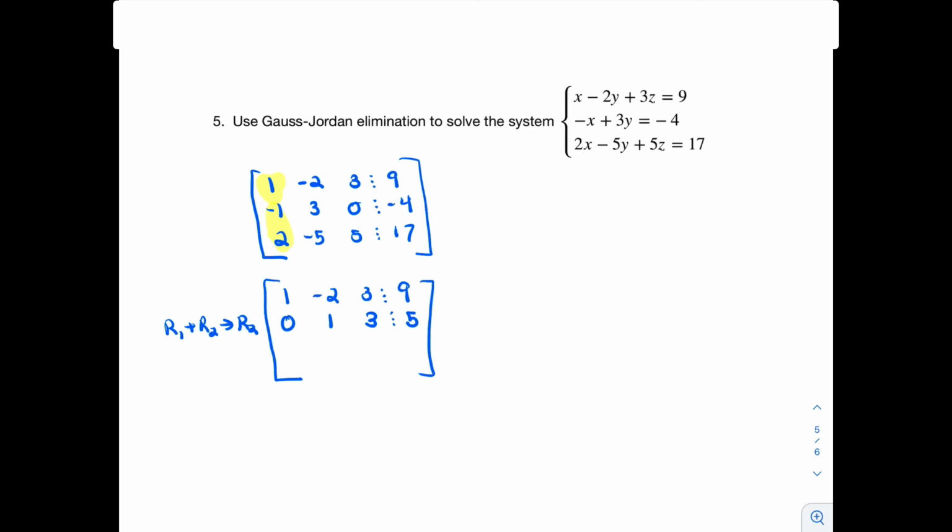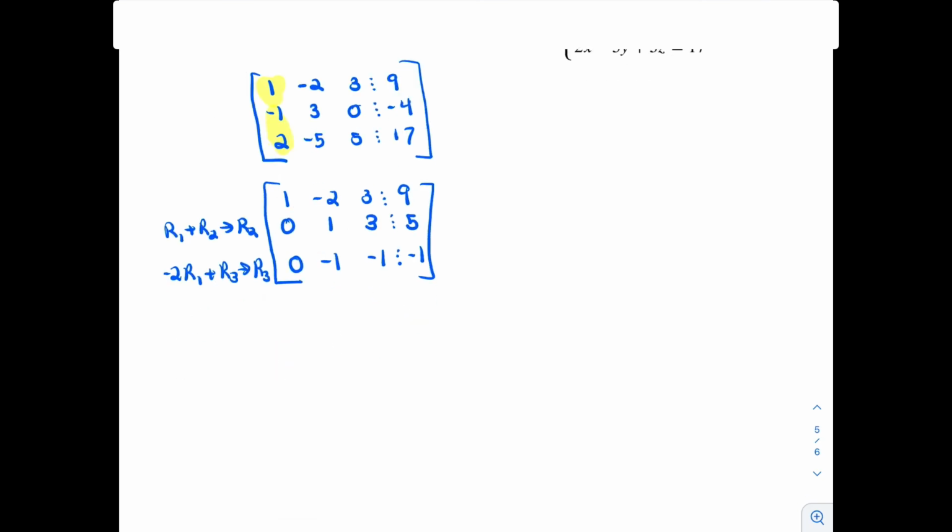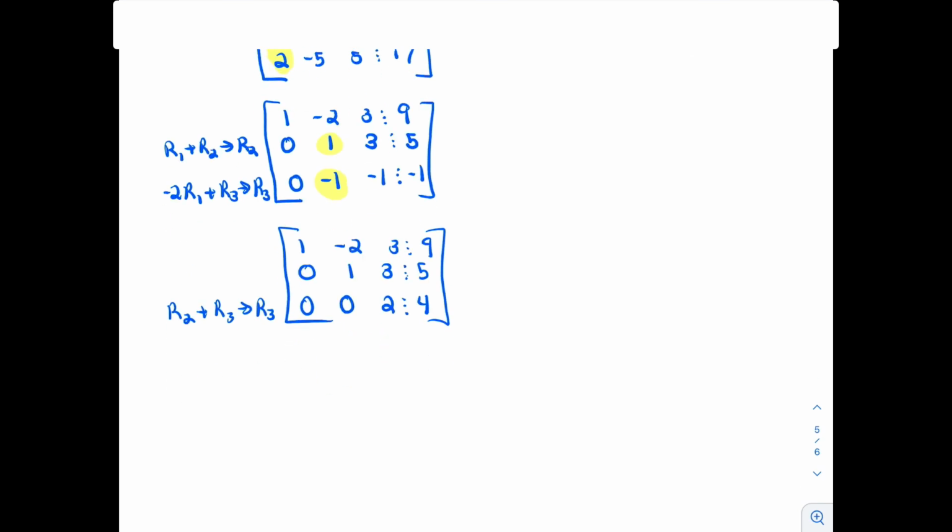And to get a 0 in row 3, I'm going to take negative 2 times row 1 plus row 3 to get my new row 3. All right, now I need a leading 1 in my next entry, which I already have. And so now I'm going to get a 0 in the entry below it. I can do that by taking row 2 and adding it to row 3 to get my new row 3. Okay, and now I need a leading 1 in my third column, and so I can just multiply row 3 by 1/2 to get a 1 in that entry.